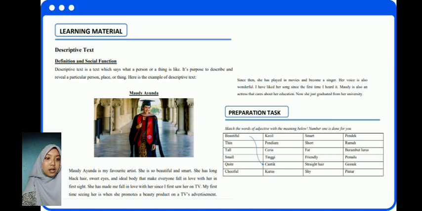It is about Maudy Ayunda, and this is the continuation of the text. Okay, you can read by yourself, I think. So, before the activity, I have prepared the preparation task. This is match the words of adjective with the meaning below. Number one is done for you. Here the students have to match the word of adjective and the meaning.